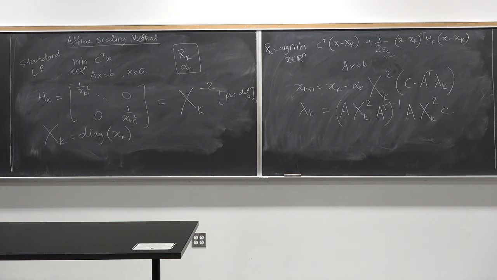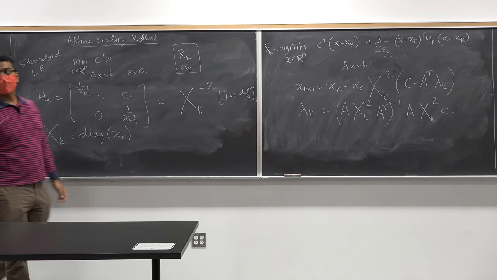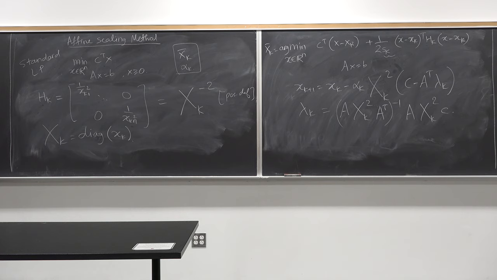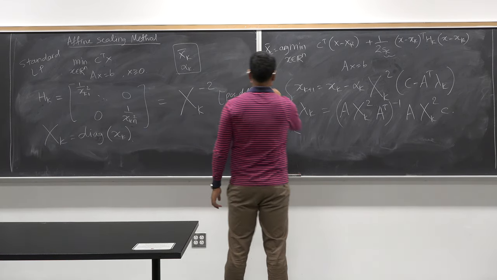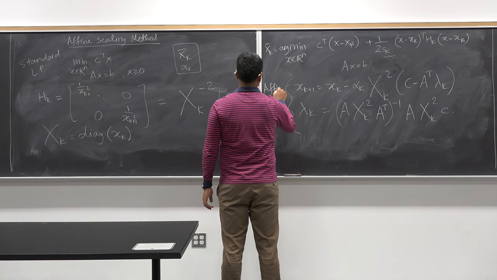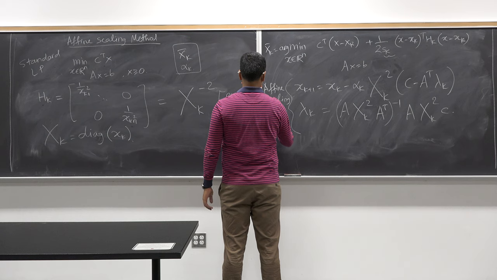Yes, please. Is it a 2 or a minus 2? There is a 2 because it's HK inverse everywhere. So because I picked HK to be Xk to the minus 2, it's all 2 there. And this is known as the affine scaling method.